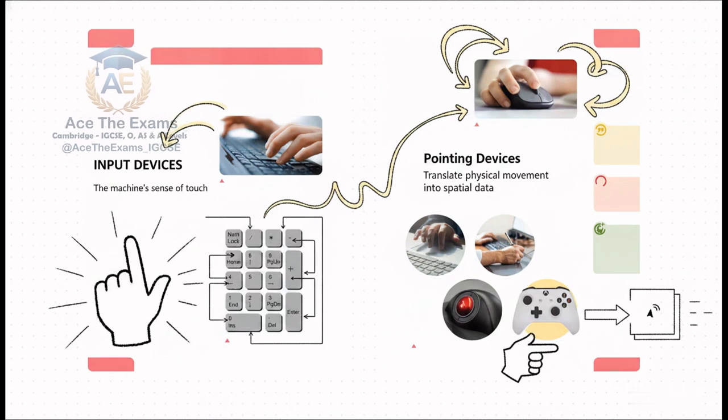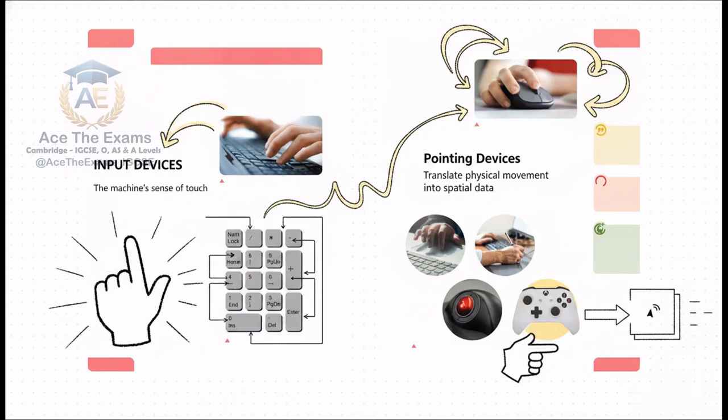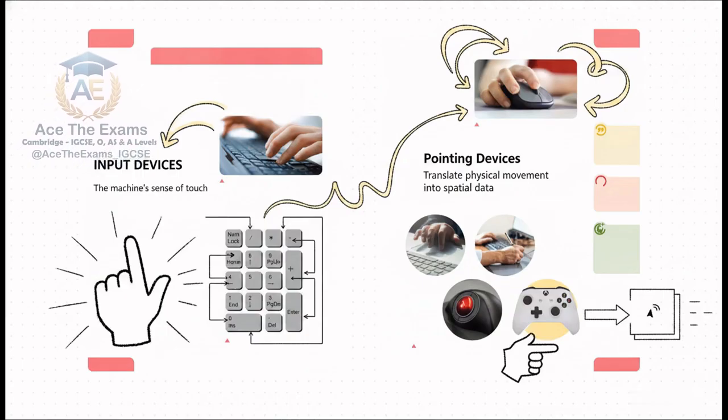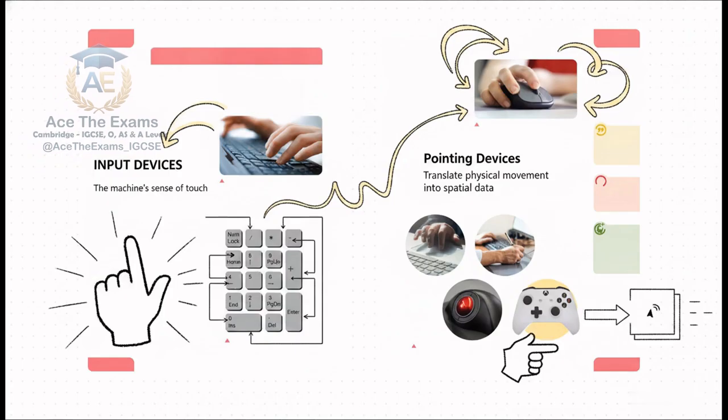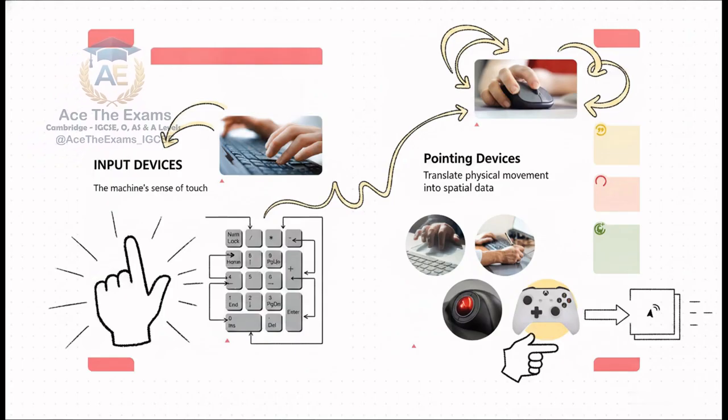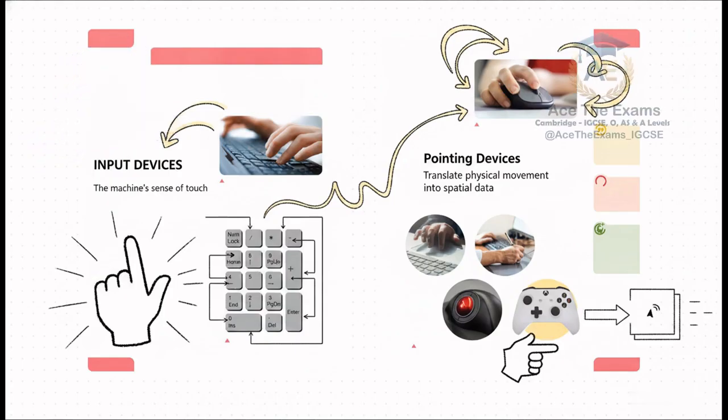On one hand, you have the classic keyboard, which is highly designed for complex, qualitative text entry. Every key sends a specific binary code. On the other hand, you have pointing devices like mice, trackballs, and touchpads. These are entirely different beasts. They physically translate your hand movements on a flat 2D surface into spatial, directional data on the screen.